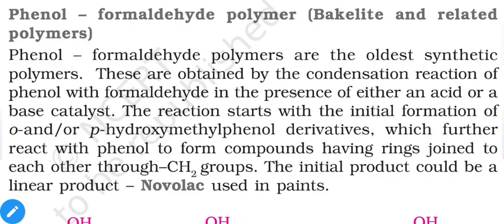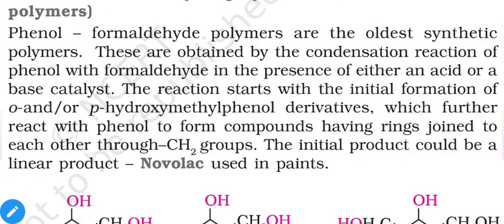So let us discuss. The phenol formaldehyde polymers are the oldest synthetic polymers. These are obtained by the condensation reaction of phenol with formaldehyde in the presence of either an acid or a base catalyst. So the reaction starts with initial formation of ortho and/or para hydroxymethyl phenol derivatives, which further react with phenol to form compounds having rings joined to each other through CH2 group. The initial product would be a linear product, novolac, used in paint.